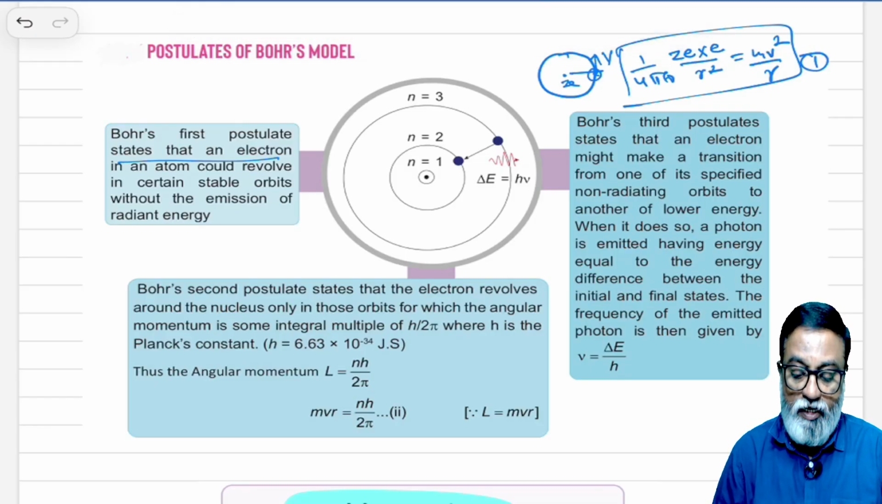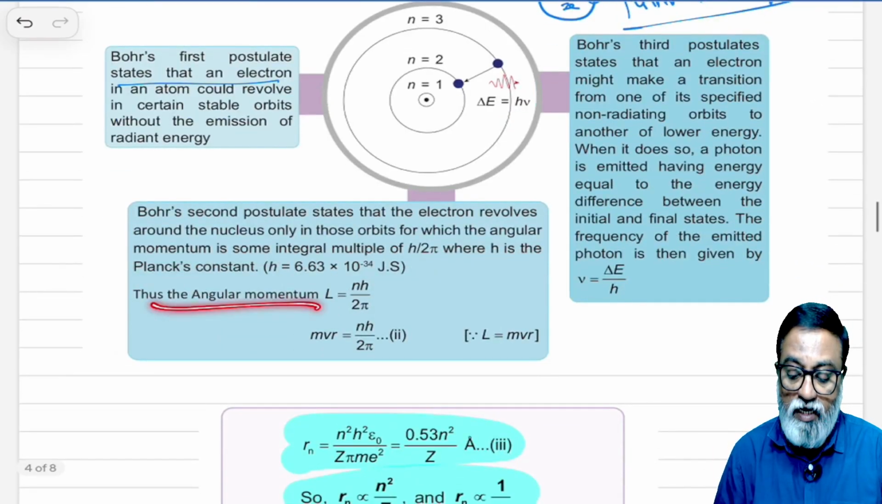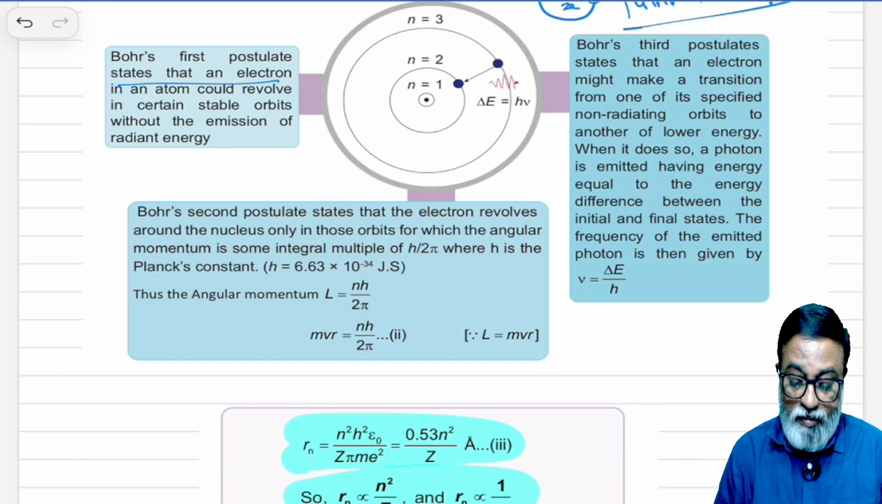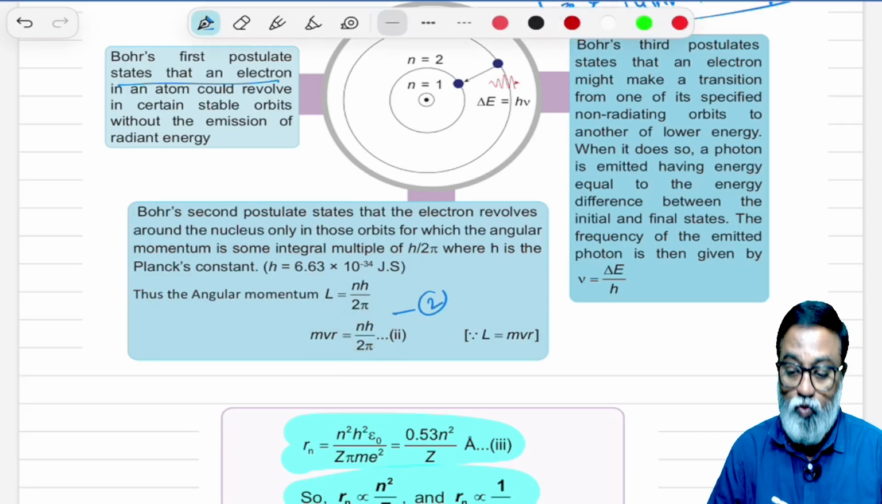And the second postulate states that the electron revolves around the nucleus only in those orbits for which angular momentum is some integral multiple of h by 2 pi, where h is Planck's constant. Therefore, angular momentum L is equal to nh by 2 pi. This angular momentum is mvr. Therefore, mvr is equal to nh by 2 pi. This is equation number 2.